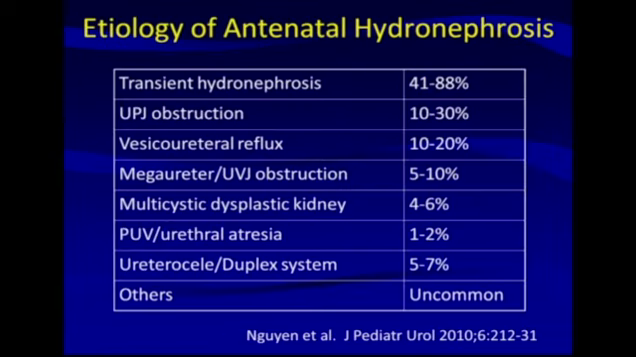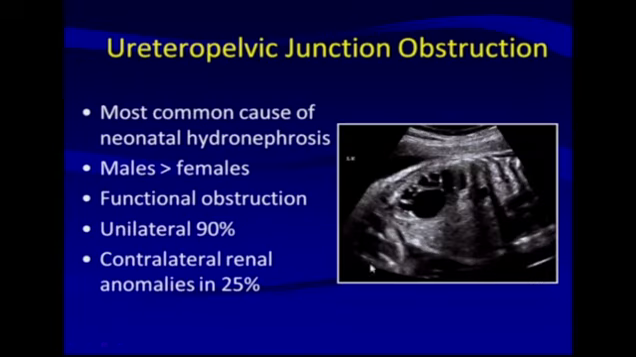Now, what are the causes of antenatal hydronephrosis? In many cases, this will be transient. So if you follow this prenatally and also postnatally, a lot of hydronephrosis that we see prenatally will resolve. The most common cause of antenatal hydronephrosis from a pathologic standpoint would be UPJ obstruction, and then down the line reflux, megaureter, UVJ obstruction, valves, as well as the duplicated renal collecting system.